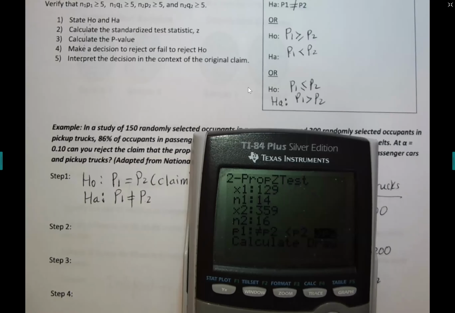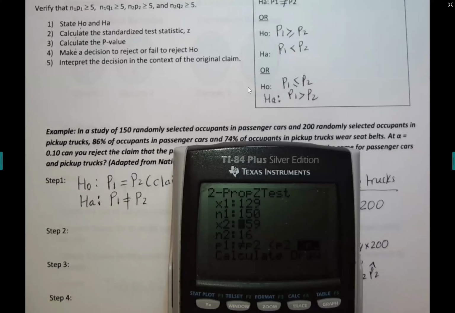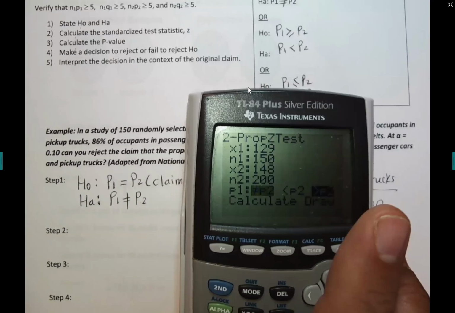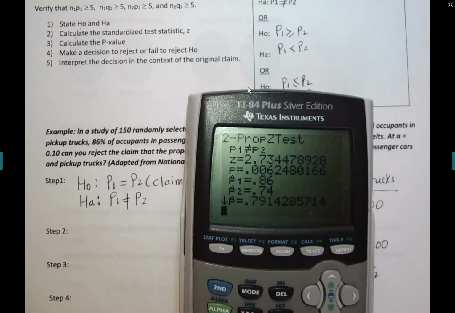That's 129. Warning, guys. If X1 turned out to be a decimal, you must round it to the nearest whole number. Don't forget that. Otherwise, the calculator will halt and will not proceed. X2, if you do 74% of 200, and N2 is 200, and we need to test that. We need the alternative hypothesis to be not equal. There we go. And let me hit calculate. And that's it. Z is 2.73 and the p-value is 0.0062.